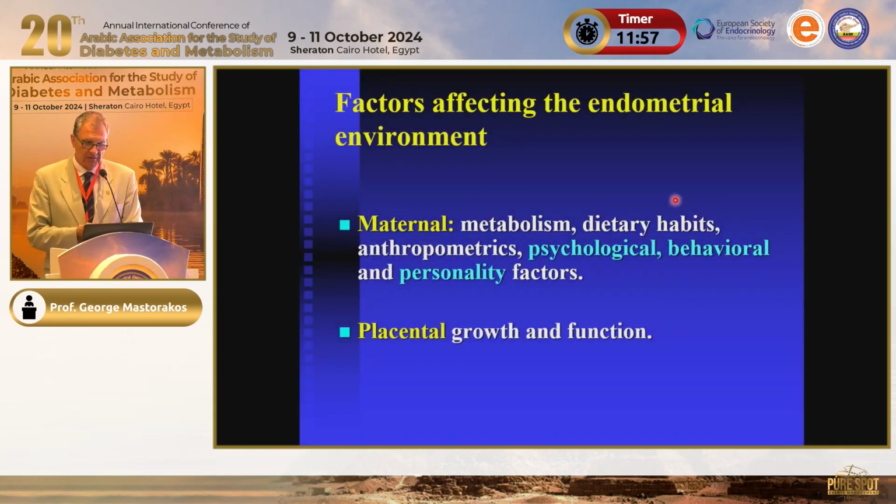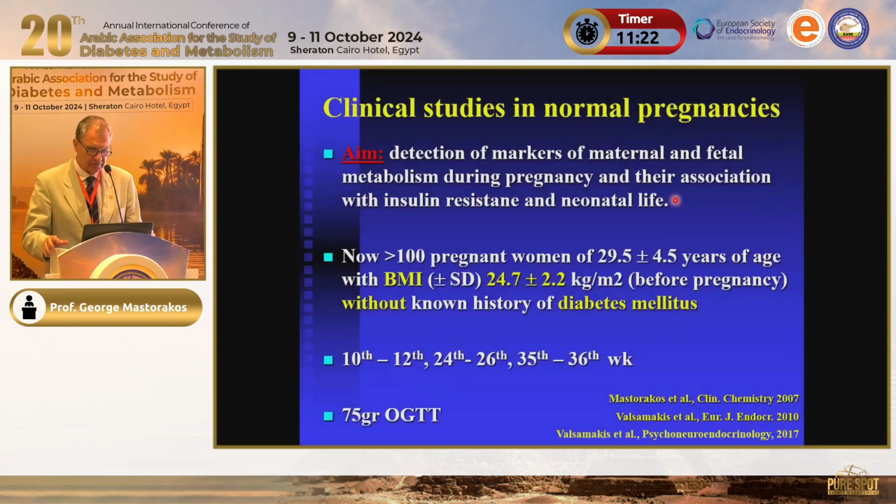So factors affecting the endometrial environment are definitely maternal. So it's maternal metabolism, dietary habits, and anthropometrics of the mother, whether she's obese, whether she's obese with visceral fat, and then of course her psychological, behavioral and personality factors, which are often neglected, although in the lay tradition, the population tradition, one of the most important things when we deal with pregnant women is to keep these women calm and happy. And then the other part is the placental growth and function.